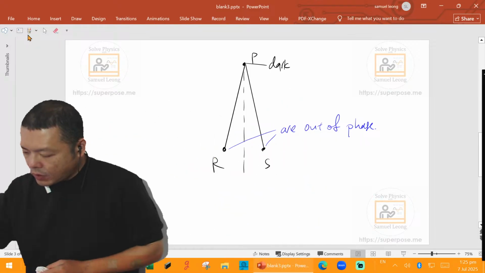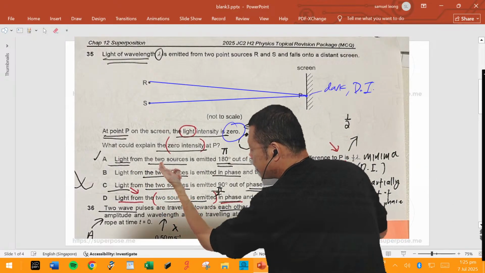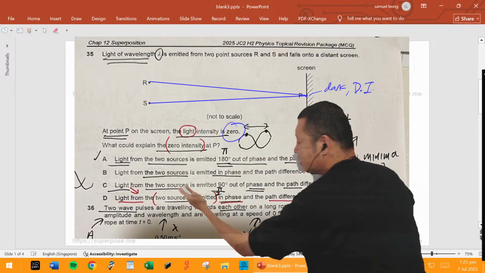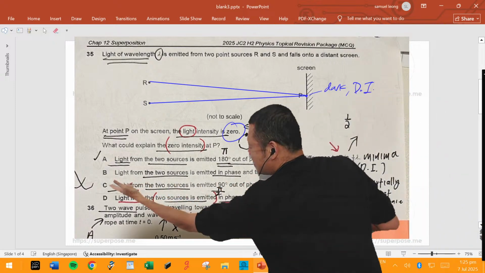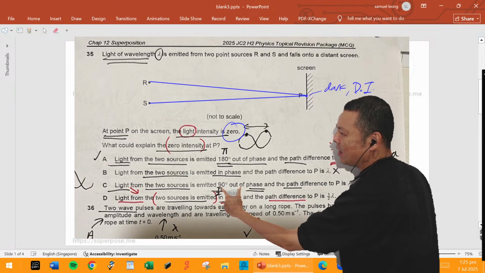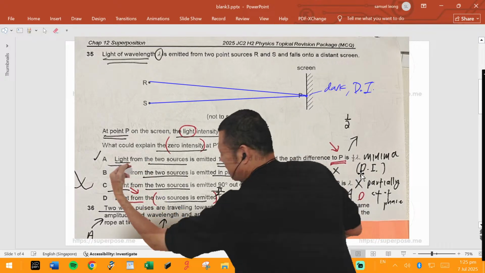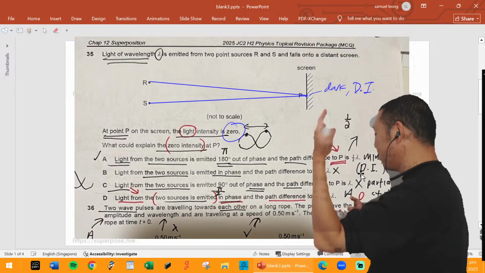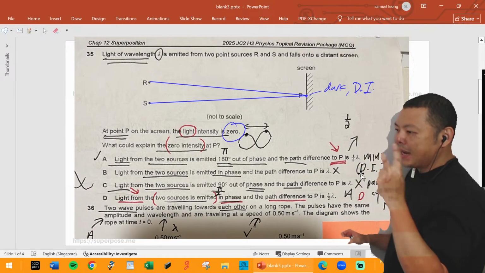So if you look at the options on your worksheet, it gives you a few possibilities. Light from the two sources is emitted out of phase. Light from the two sources is emitted in phase. Light from the two sources is emitted 90 degrees out of phase. Option C sounds a bit weird because it is going to be very hard to determine whether a source is going to do constructive or destructive when it's 90 degrees out of phase. If anything, I will strike out C first. Then I look at the last one, light from the two sources in phase. Okay, so you've got to remember this trick: two wrongs make a right.